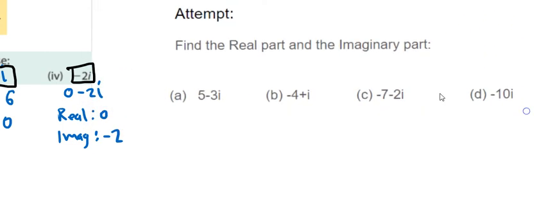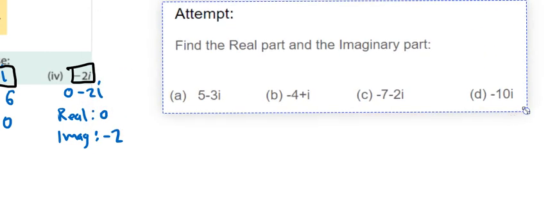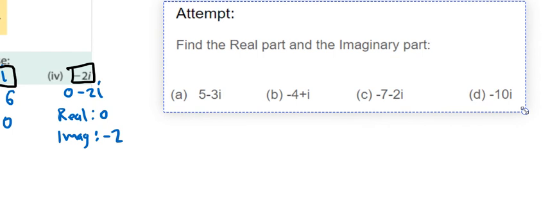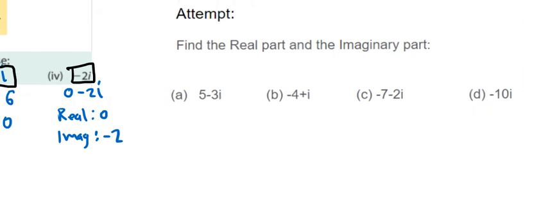So here's another question. If you want to try and find the real part and the imaginary part of each of these, just pause the video there now and then play it on, and I'll go through the answers for you.